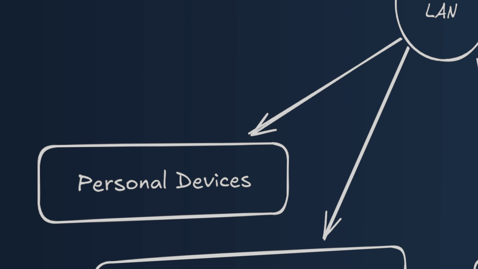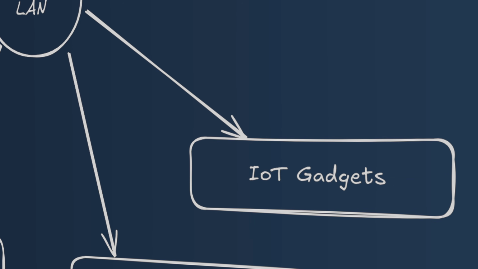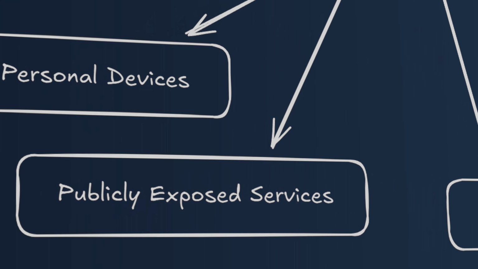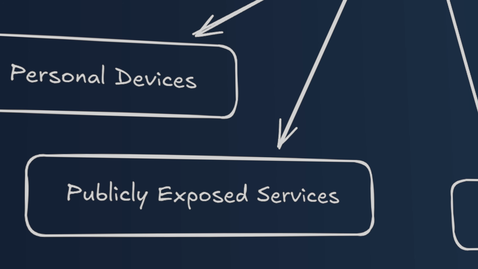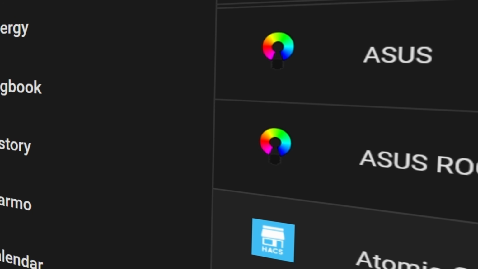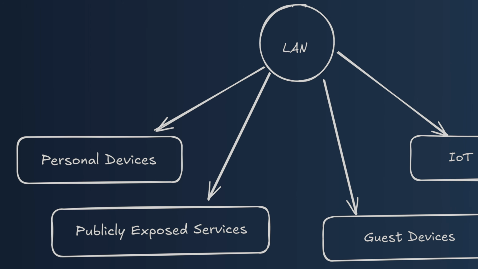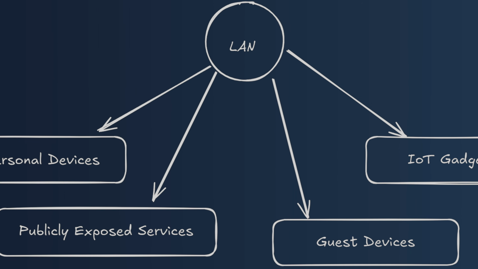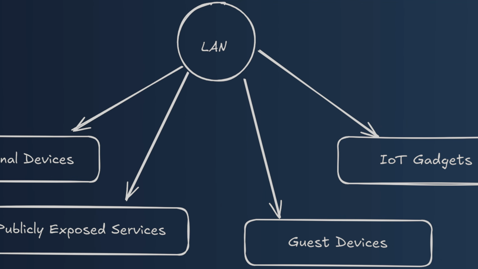Personal devices in one separate zone, IoT gadgets in another, guest devices in their own space, and public-facing services isolated for safety. And guess what? We can achieve all this using VLANs. With VLANs, devices stay in their own segment, and they can't communicate with others unless you allow it.